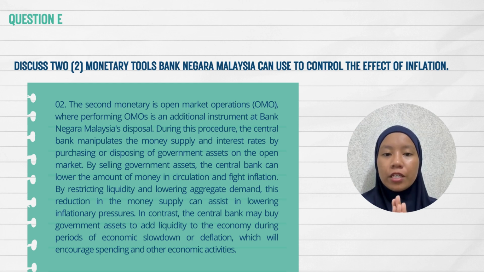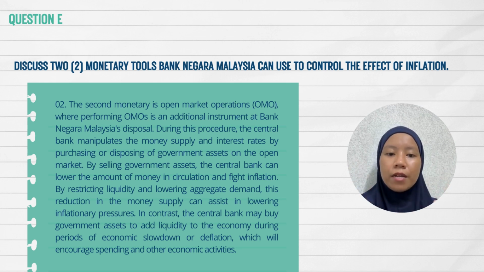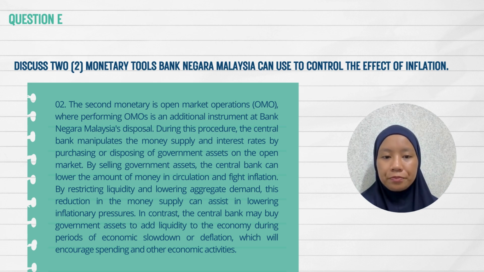Second, combating inflation. Combating inflation is selling government assets when there is too much money circulating causing inflation. Bank Negara Malaysia sells government assets through the OMO. This reduces the money supply, curbing inflation by lowering spending power.